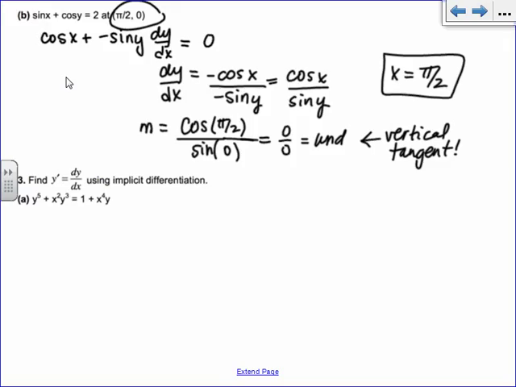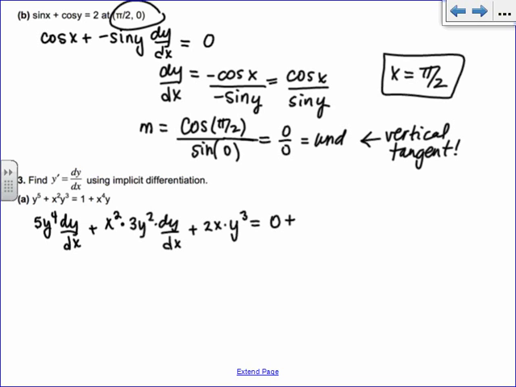Okay, so the next one. If I'm finding dy over dx, I'm going to take the derivative. So I'm going to have 5y to the 4th dy over dx plus product rule, so x squared times 3y squared dy over dx plus 2x times y cubed equals 0 plus, again, product rule, so x to the 4th dy over dx plus 4x cubed y. Okay, did you guys all get that?